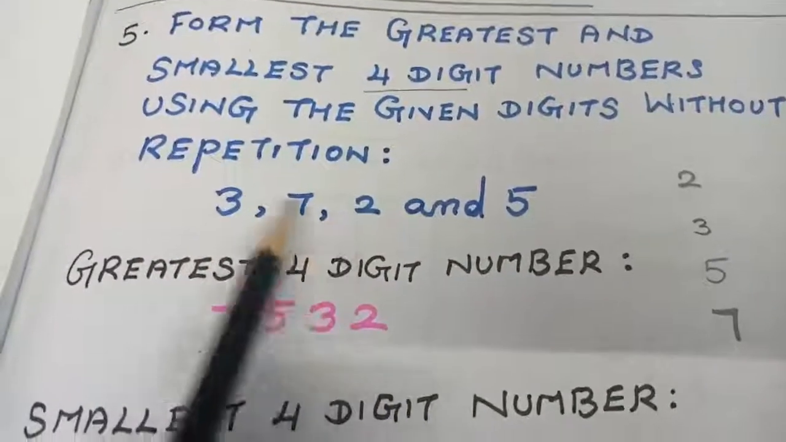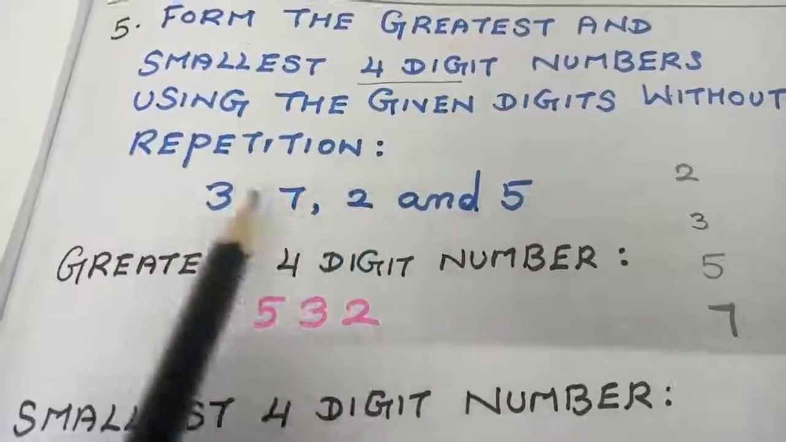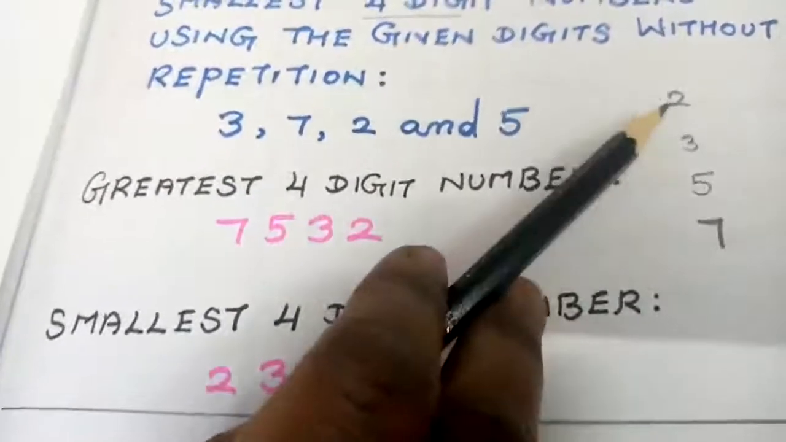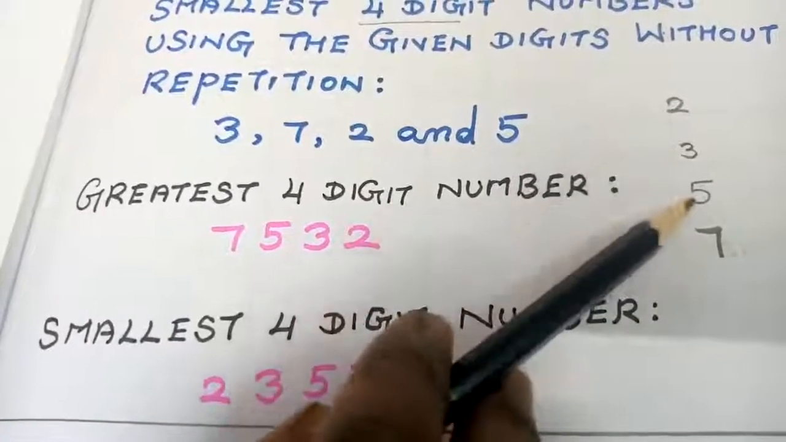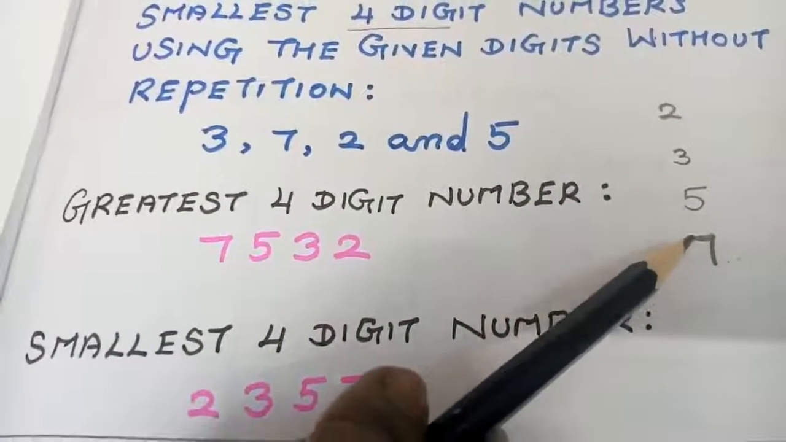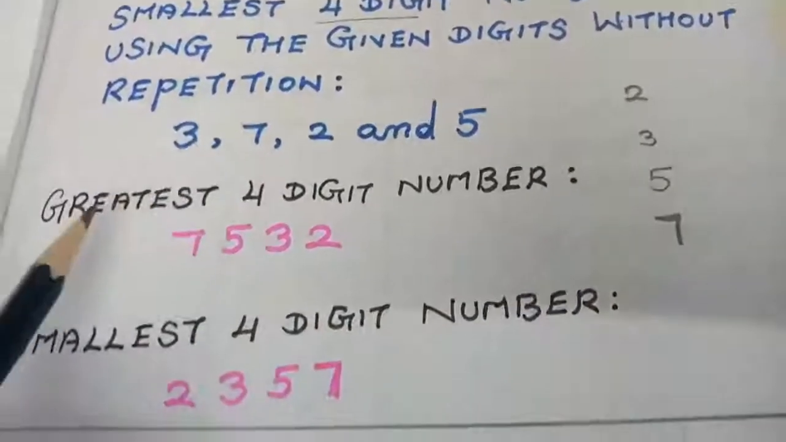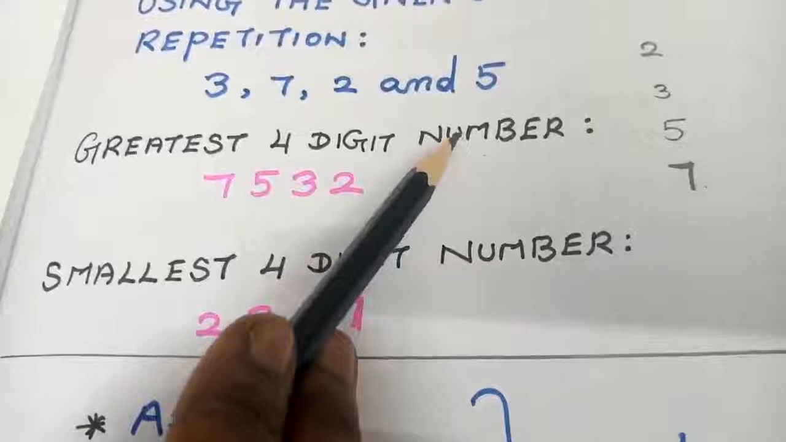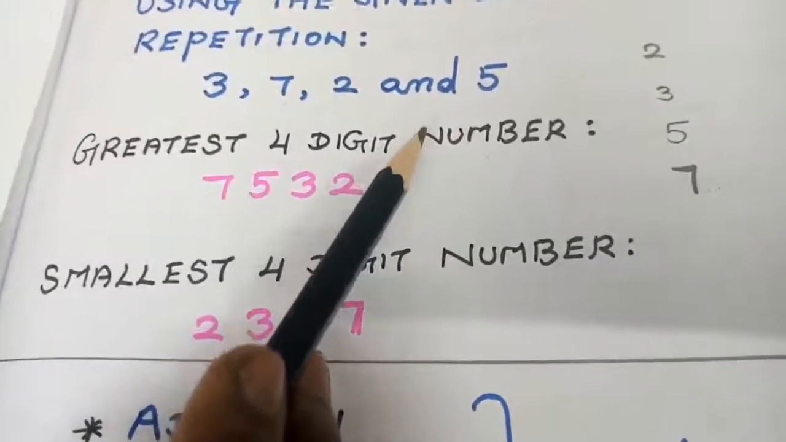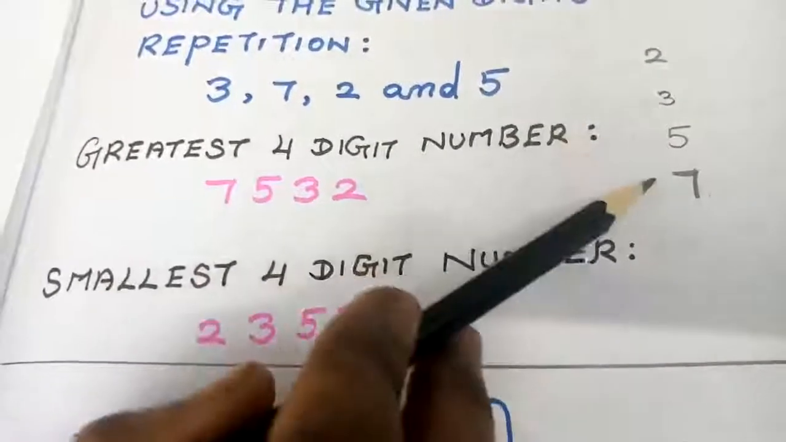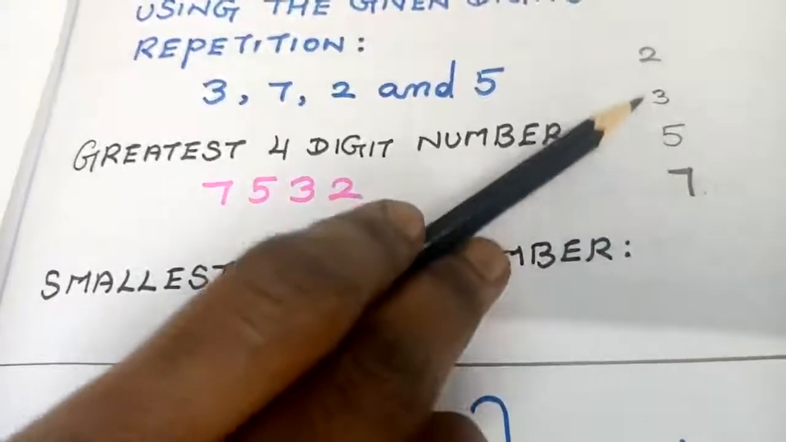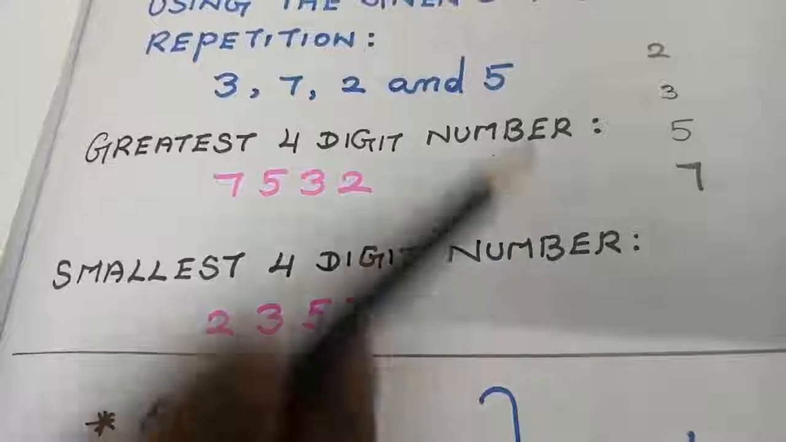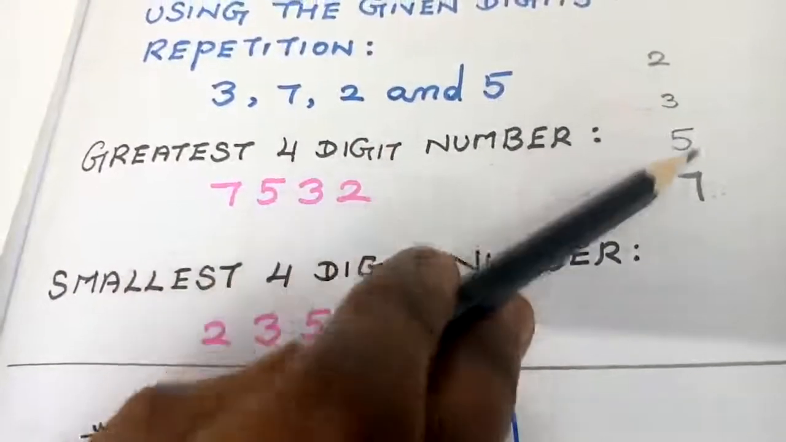What I am going to do is, 3, 7, 2, 5. All these numbers are separate. I am going to arrange the numbers from small to big, this side: 2, 3, 5, 7. They are asking you to form the greatest 4-digit number without repeating. How to do it? I am going to write like this: 7, 5, 3, 2. The smallest 4-digit number means 2, 3, 5, 7.